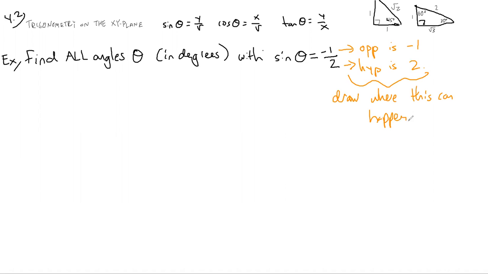Now, it might also be worth noting, if the opposite is -1, this is the same as saying that in our x, y, r, y is -1 and r is 2. R does have to be positive, so that means that we can't flip around the -1 and make it 1/-2. It has to go on the y, that -1. So we're going to draw where this can happen. Well, if y equals -1, that means it has to be below the x-axis. So quadrant 3 and quadrant 4.